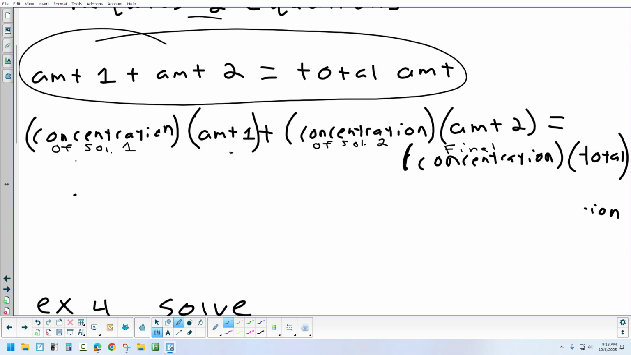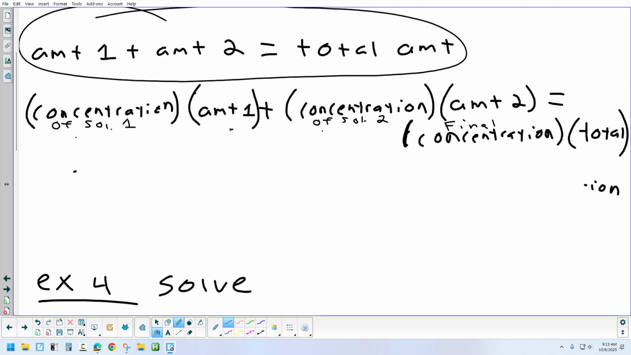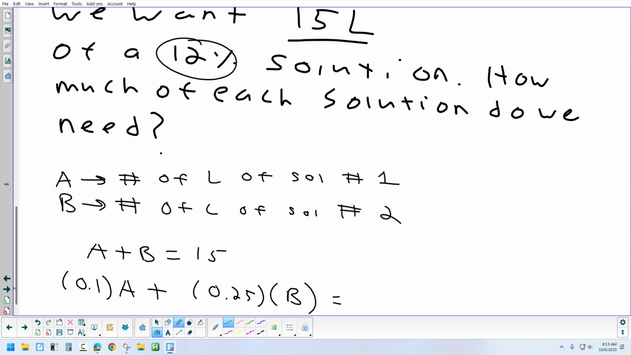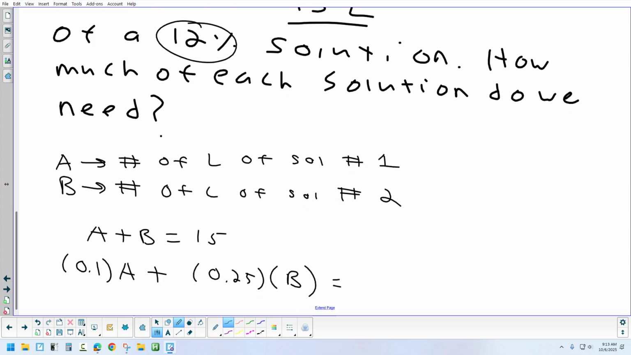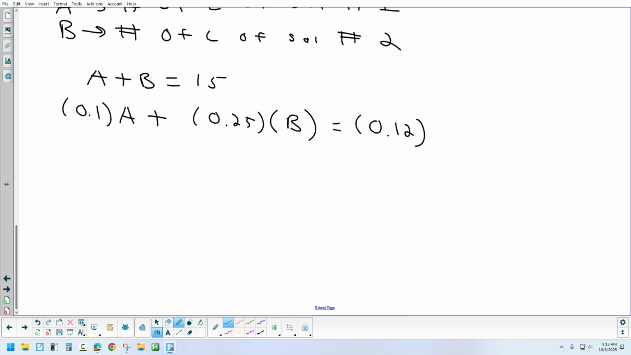Plus, what's the concentration of solution 2? 0.25. And how much of solution 2 are we going to use? B. B, we don't know that yet. And the last part, the final concentration times the final amount. What's the final concentration they want us to end up with? 0.12. And the final amount of liquid when we're done? 15 liters. Okay. So there's our two equations.